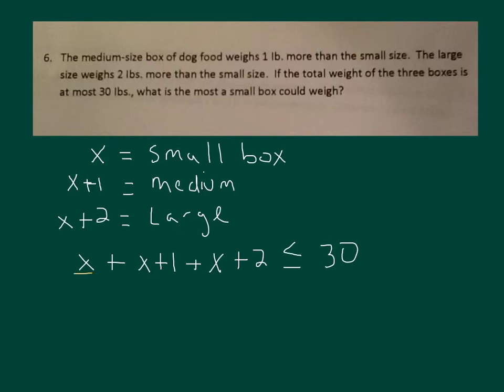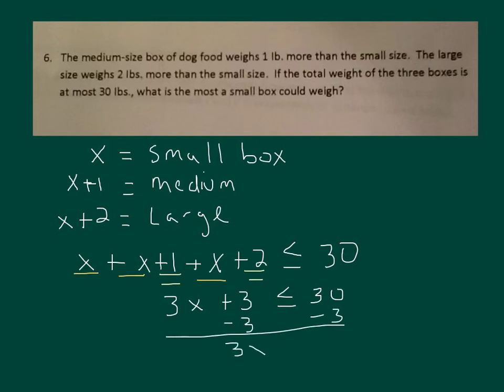So we take our common terms and we put them together. So we're combining like terms here. And we get 3x plus 3 is less than or equal to 30. And now we can solve. So we got minus 3, 3x is less than or equal to 27.